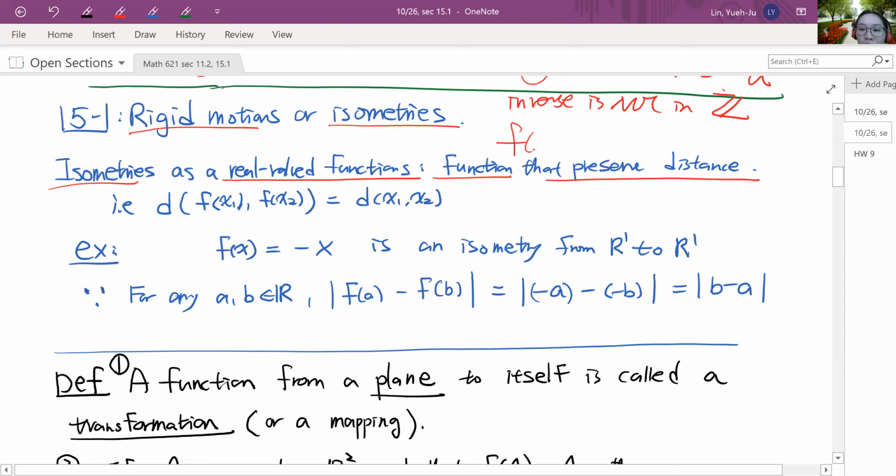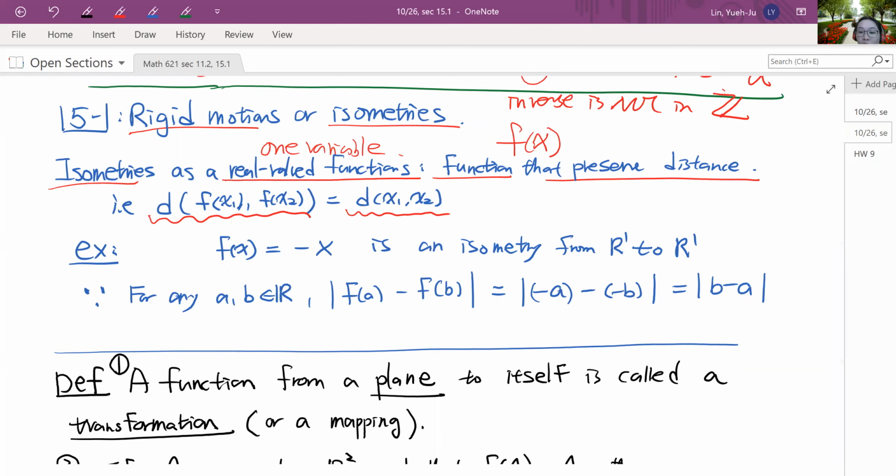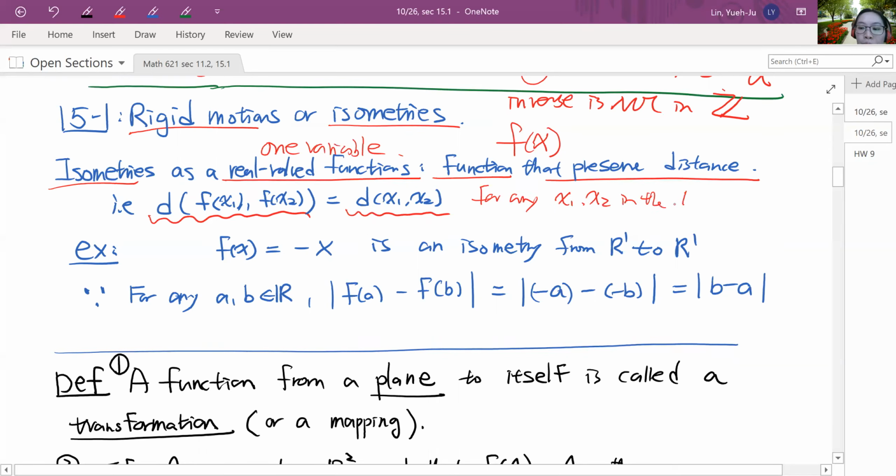So if you take a real-valued function of one variable, then you want this function to preserve distance. That means the distance from x1 to x2 will be the same as the distance from f of x1 to f of x2, depending on what the function is. This should be true for any x1 and x2 in the domain. So for example, I'm just making an easy example, a one variable function.